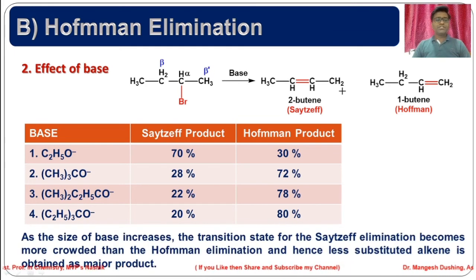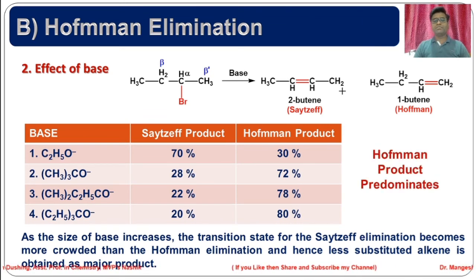Friends, as the size of the base increases, the transition state for the Zaitsev elimination becomes more crowded than for the Hofmann elimination, and hence the less substituted alkene is obtained as the major product. So in Hofmann elimination, as the size of the leaving group increases or as the size of the base increases, we will get the Hofmann product as the major product. So the Hofmann product predominates when the size of the base or the size of the leaving group increases.